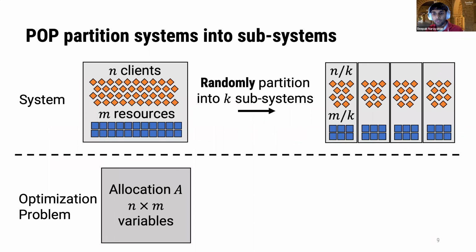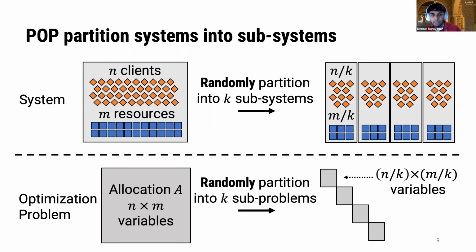Remember that our original formulation modeled the allocation for this problem as an n by m matrix of variables. With POP instead, each subproblem is responsible for a subset of the clients and servers in the original problem. In a particular example, each subproblem has a smaller allocation matrix of size n/k by m/k. POP is able to achieve runtime speedups over the full problem formulation since runtimes of solvers scale superlinearly with the number of variables, and subproblems can even be solved in parallel.